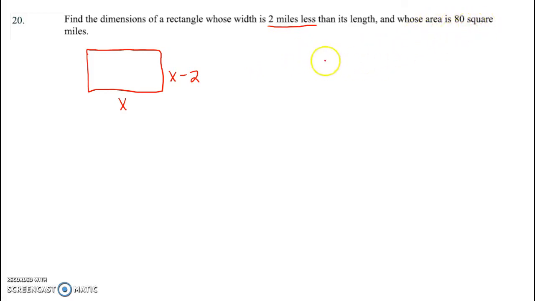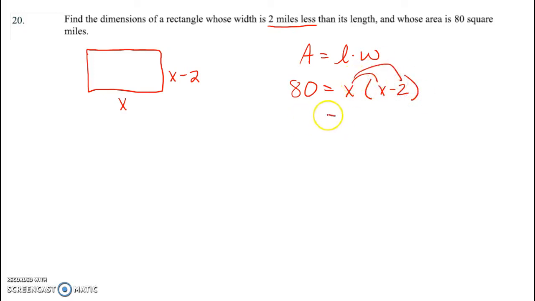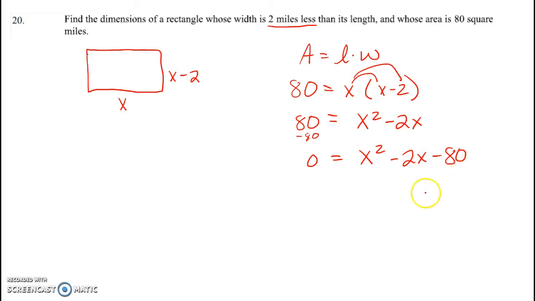2 miles less than its length, and whose area is 80 square miles. Area of a rectangle is length times width. So 80 equals the length times the width. We need to distribute. We have 80 equals x squared minus 2x. We have a quadratic. In order to solve a quadratic, we have to set the whole thing equal to 0 and either factor or use the quadratic formula. So I'm going to subtract 80 from both sides. 0 equals x squared minus 2x minus 80. Now, if you use the quadratic formula, a equals 1, b equals -2, and c equals -80.